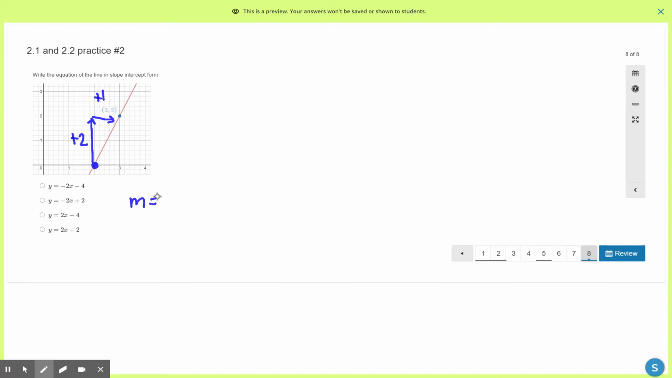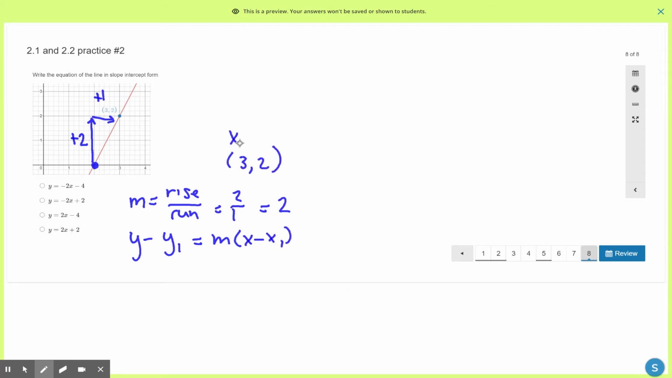So that means my slope is rise over run, which is 2 over 1, or 2. So you're going to simplify that. We need to have it in point slope form, because now we have a point, which we said was 3, 2. So that's our x1, y1. So I'll give you an ordered pair on the graph, and then you just plug it in.